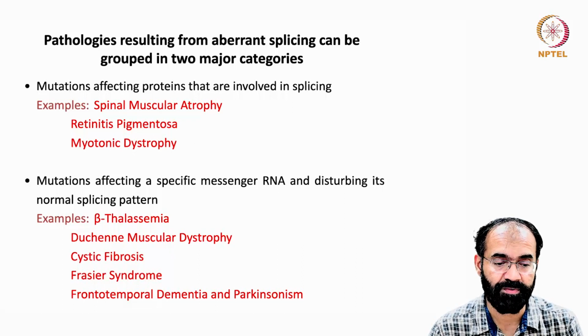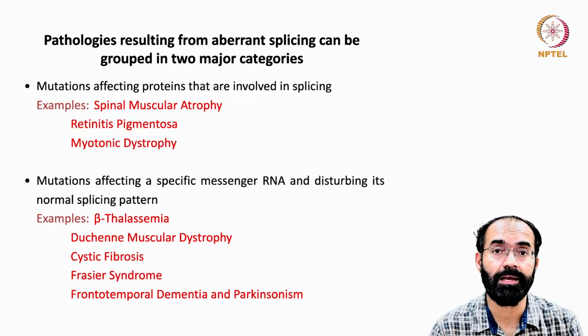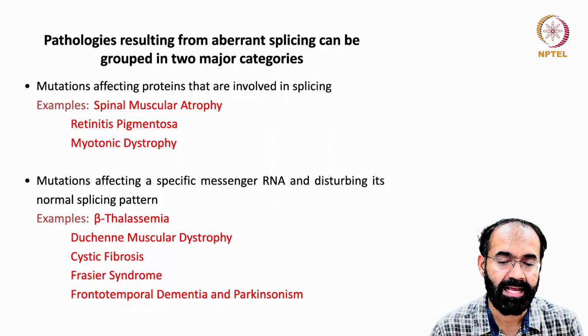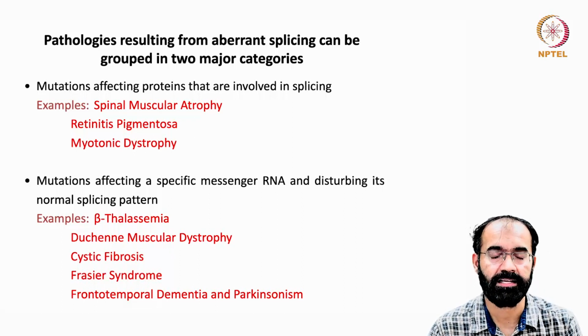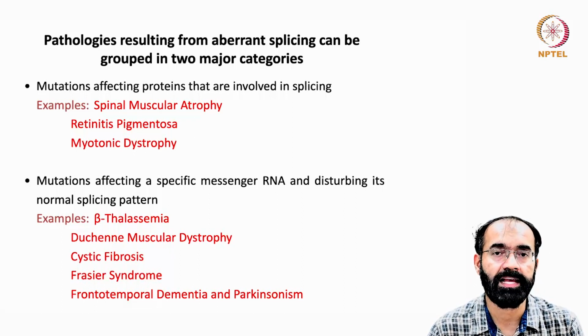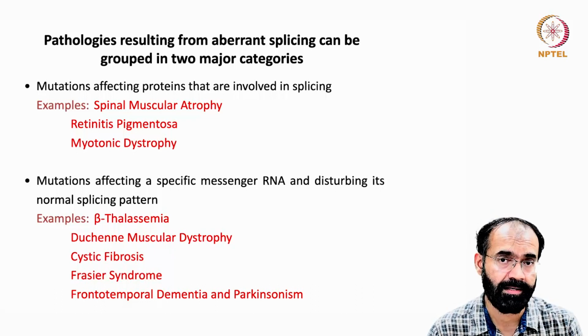Splicing machinery is affected, and then comes the second category: mutations affecting a specific messenger RNA and disturbing its normal splicing pattern. It's like if one student is not doing well, that is that student's problem. What if the teacher is not doing well? That whole batch will be affected, right? So this logic is very important.